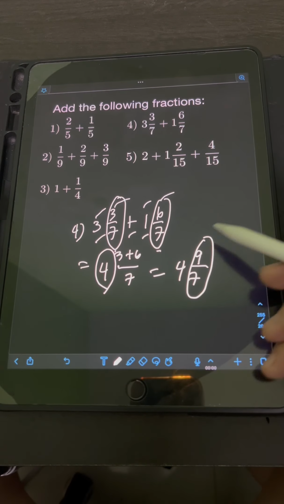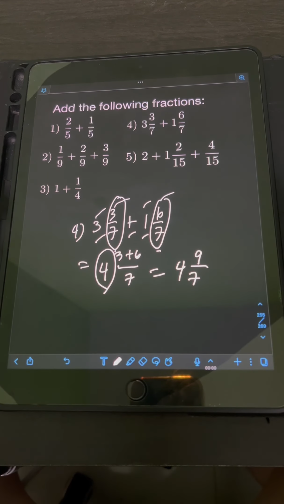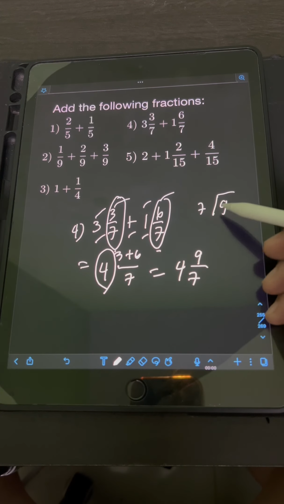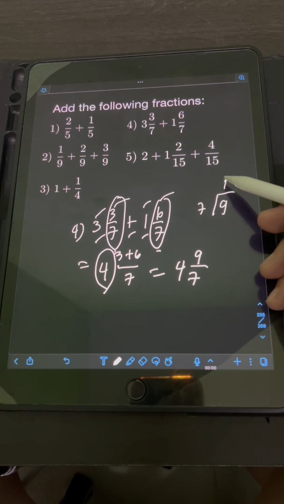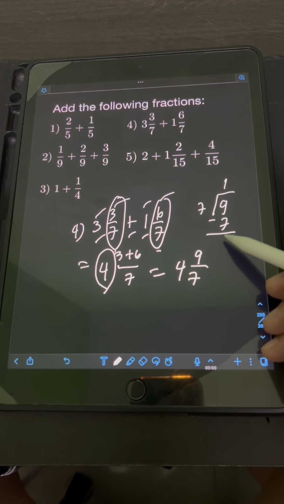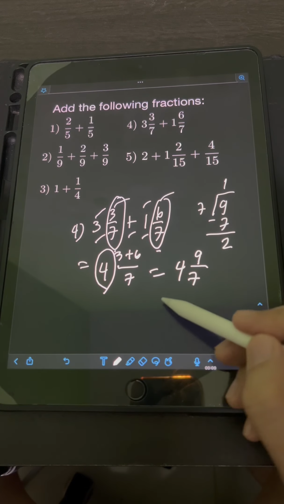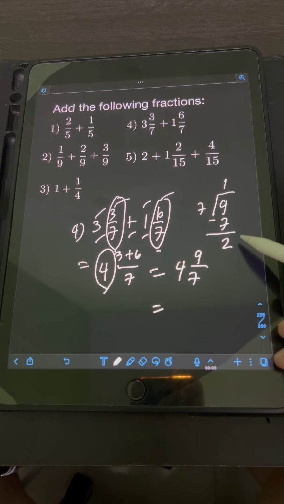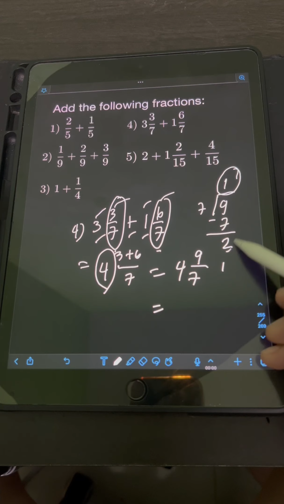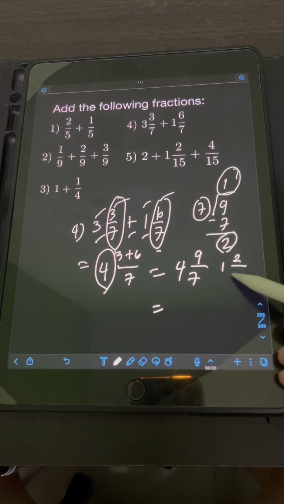So notice the fractional part is an improper fraction. So we can still transform this into a mixed number. We can divide the numerator 9 by the denominator 7. 9 divided by 7, that's 1. 1 times 7 is 7. Then let's subtract 9 minus 7, that's 2. So therefore, 9/7 is equivalent to 1 and 2 over 7.